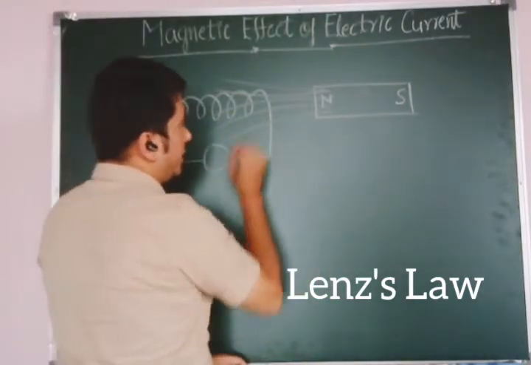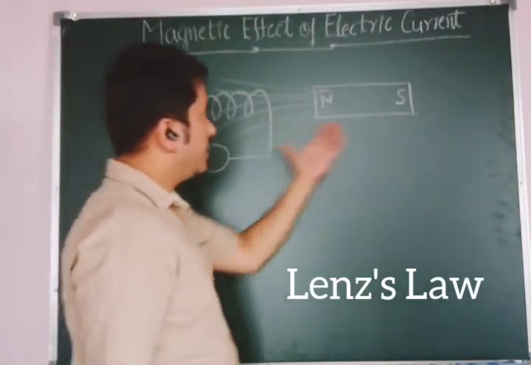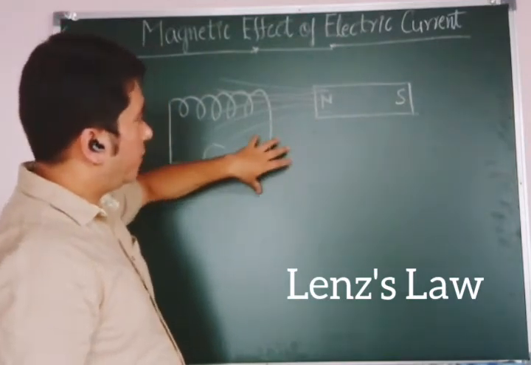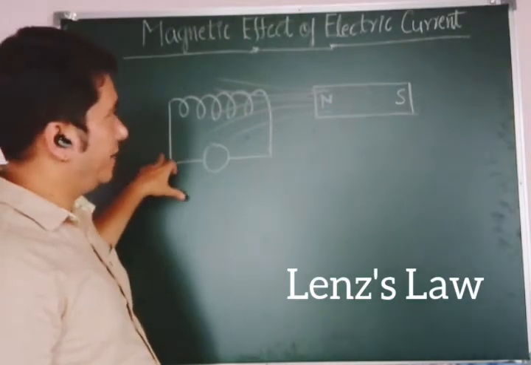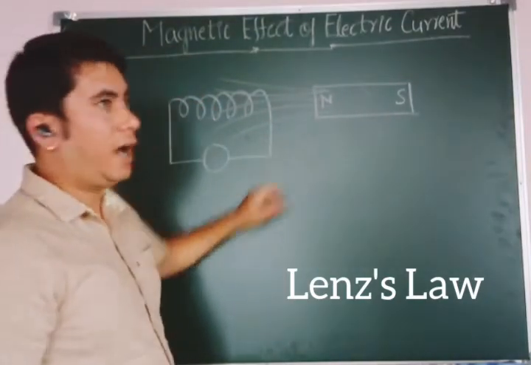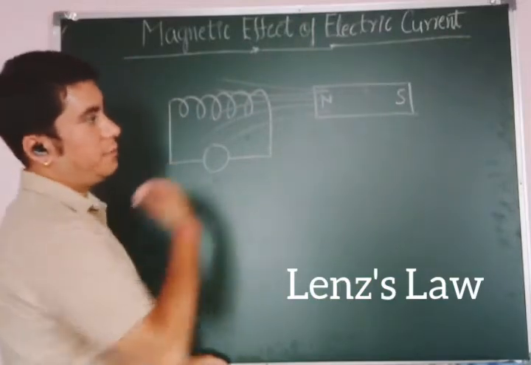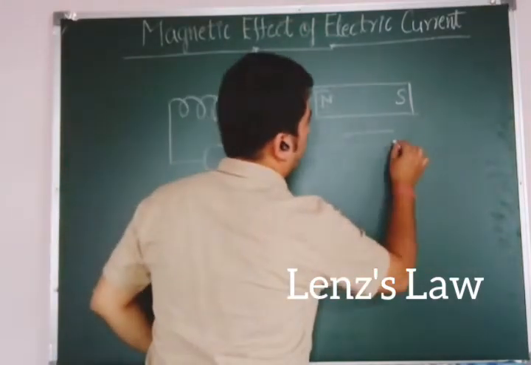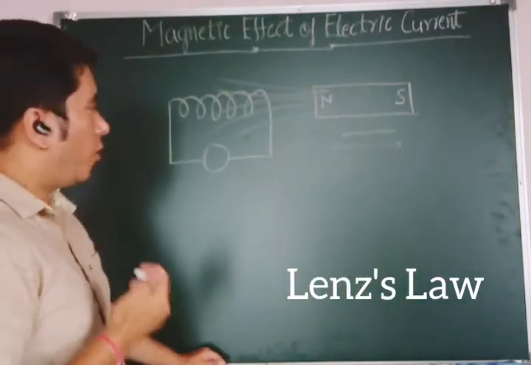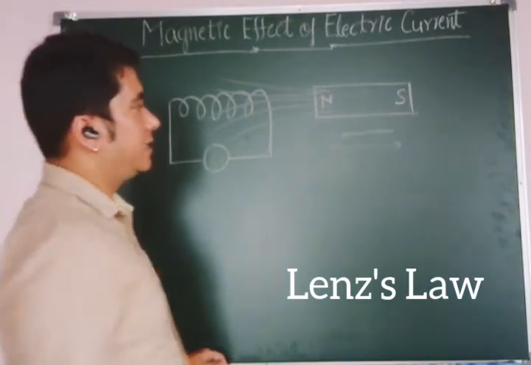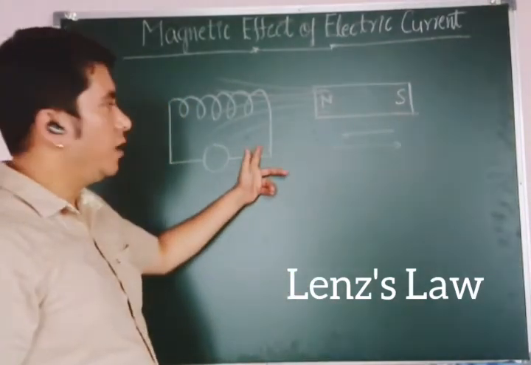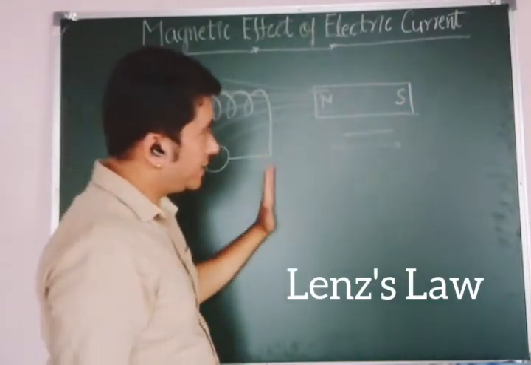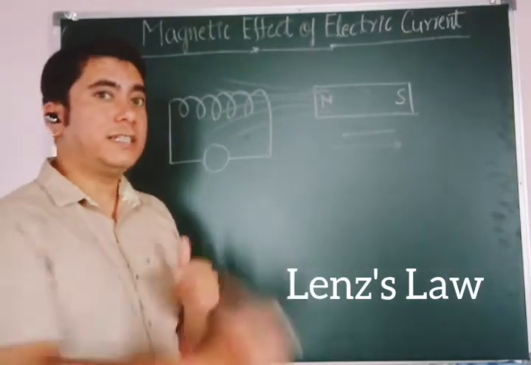That is, the polarity will be such that it opposes the change in magnetic flux, because the one responsible for the generation of current here is only the change in magnetic field. And how is the magnetic field changed here? By the moving of the magnet, whether the magnet is coming towards it or going far away. The only reason current is generating here is that magnetic flux is changing. So the polarity will be such that it opposes the change in magnetic flux.